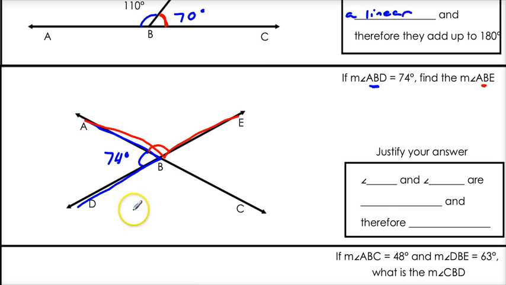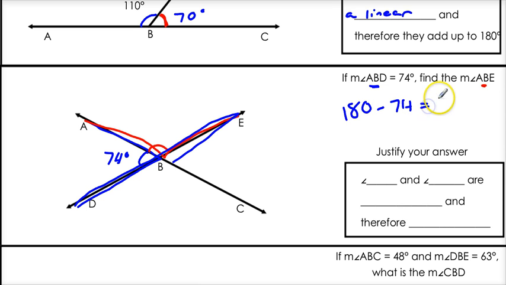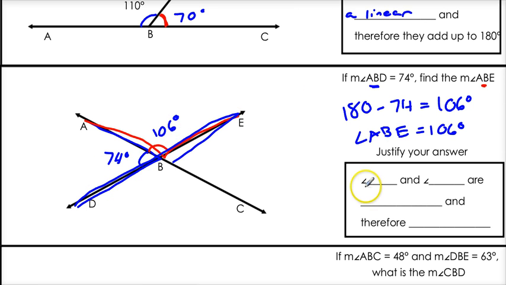So once again, if you look right here, we have a straight line. So we know that these two angles are a linear pair. So I just do 180 minus 74, which is equal to 106. So that means angle ABE is equal to 106 degrees. Just 180 minus the other angle gives me this angle. See? And so these two will add up to 180.